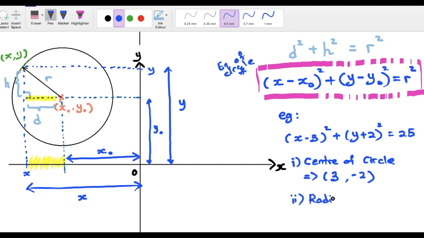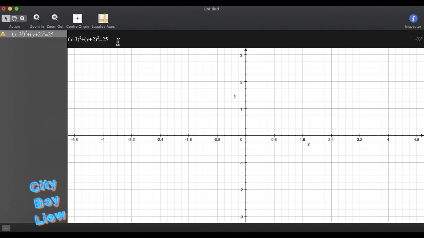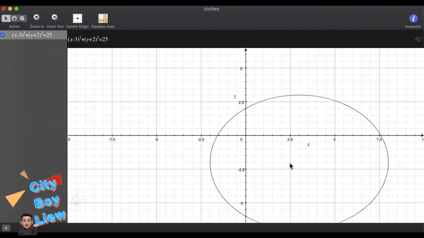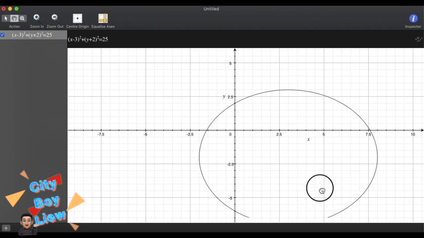And then I will know the radius. The radius is the square root of that value, so R is 5. Easily, I was able to get the two pieces of information. You may use a grapher to key in the equation and you get the shape. If you have scaled the window properly, you can see a circle.